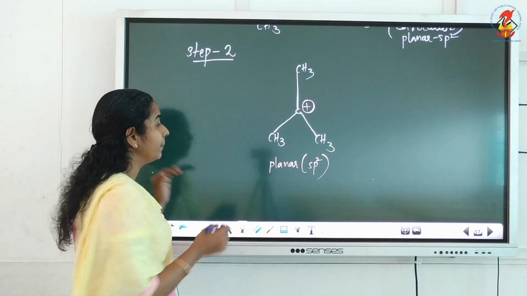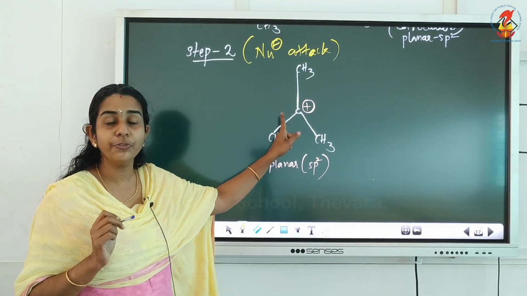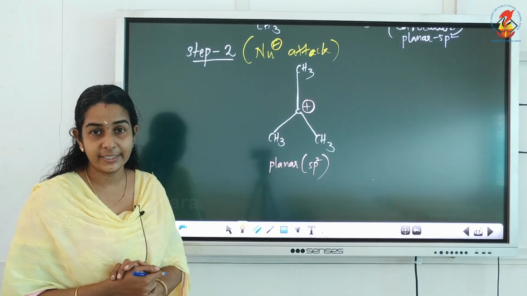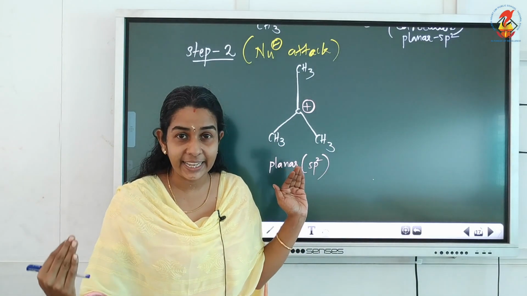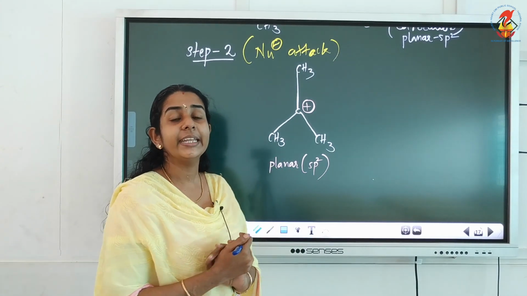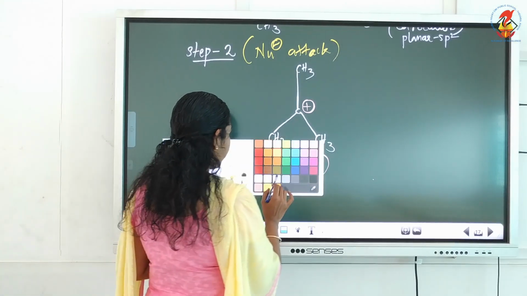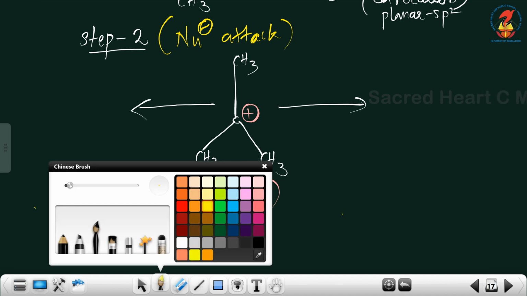Now the second step is the nucleophilic attack. The nucleophile will be attacking on the carbocation formed in the first step. So here the carbocation is planar and sp2 hybridized. Since it is planar in geometry, the nucleophile can attack from either side. It can attack from the right side and from the left side also. So how can we write the product? Here the nucleophile is OH minus, isn't it?